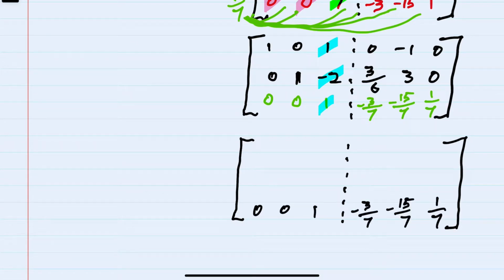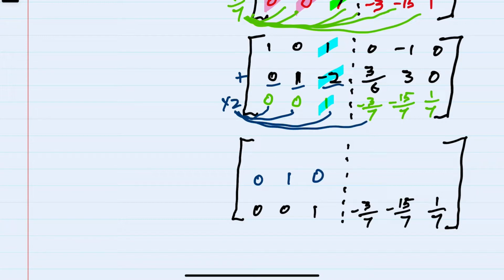Looking at row 2, I can zero out the negative 2 if I multiply the third row by 2 and then add it to row 2. Multiplying by 2, I would have 2 times 0 is 0, plus 0, still 0. 2 times 0 is 0, plus 1 is 1. 2 times 1 is 2, plus negative 2 is 0. 2 times negative 3/7 is negative 6/7. And I need to add the 3/6.